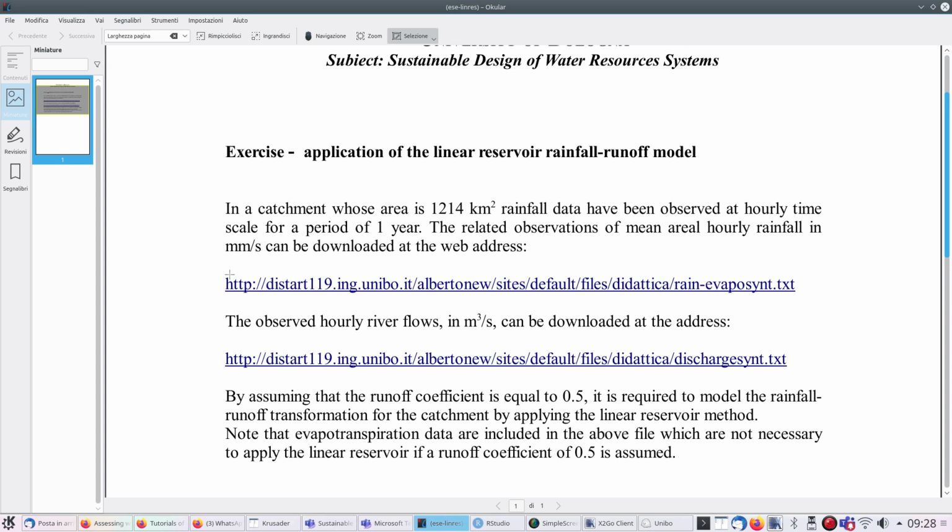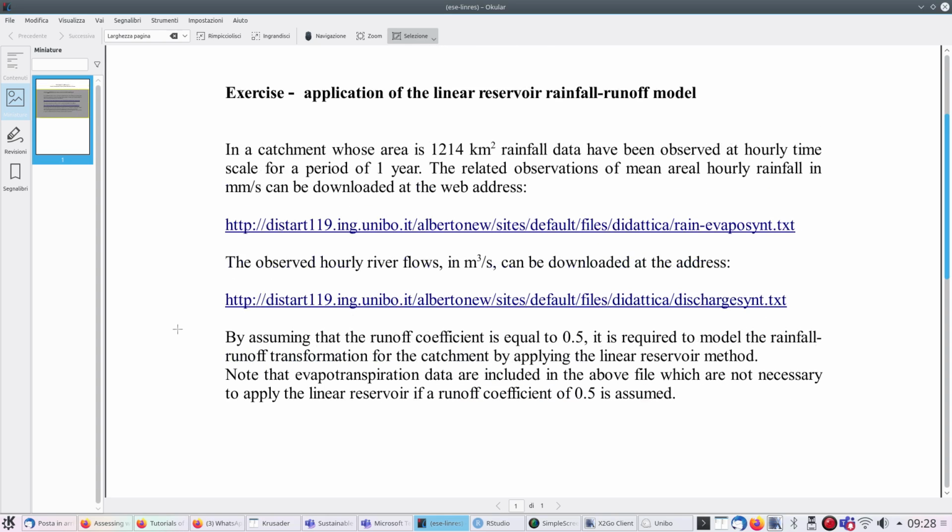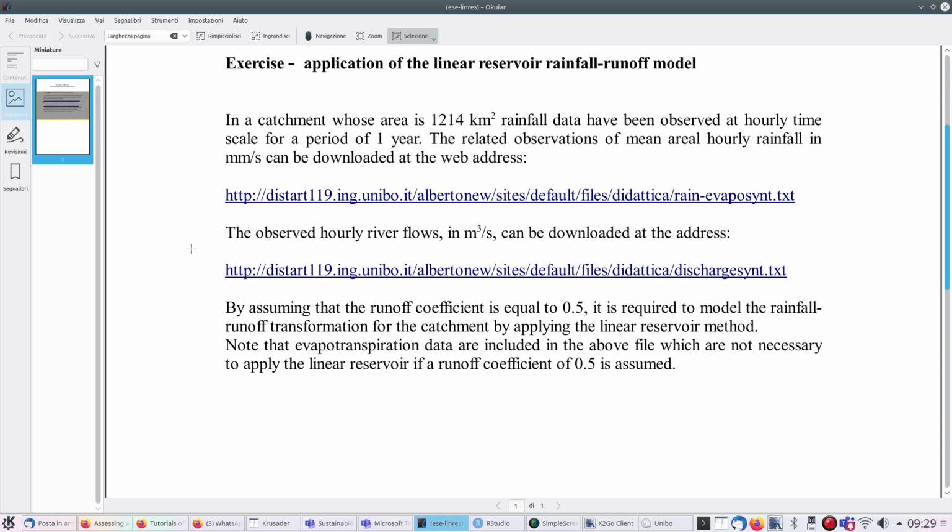Let's forget about this for now because we will go to the web page to click on the links. Besides hourly rainfall data, we have observed hourly river flows, which can also be downloaded at this web address. By the way, I need to update these links because they need to refer to my personal web address. This is still valid, but it shouldn't be used because now we have the website which has a new address.